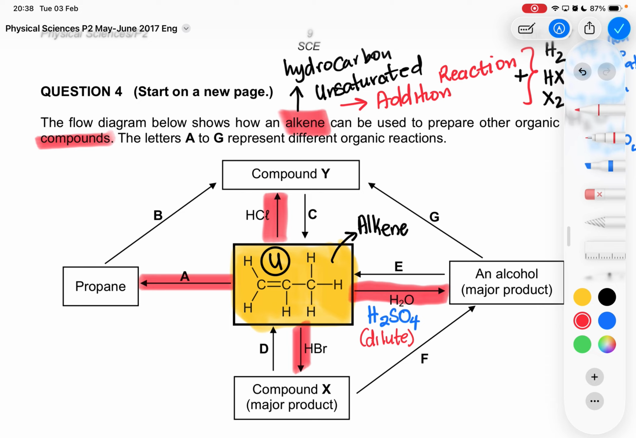Reaction A is moving from unsaturated to a propane. Propane is a saturated compound. It's an example of an alkane. So alkane is saturated, and we are moving from an unsaturated compound to a saturated compound. Oh, it seems like the A is giving us a hint there, but that is not the case. So this is another addition.